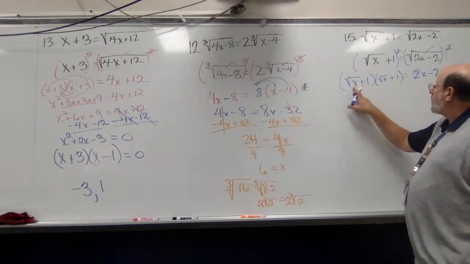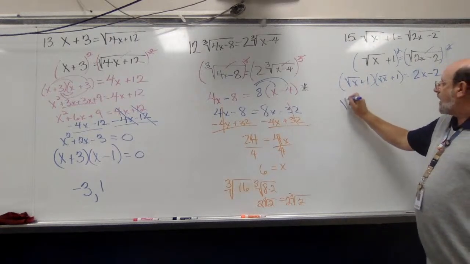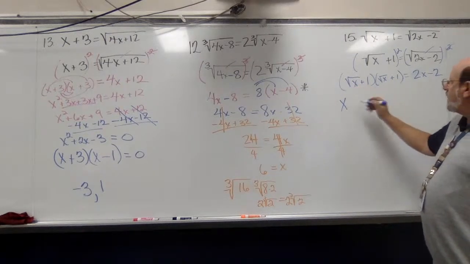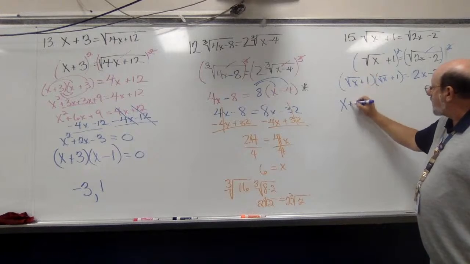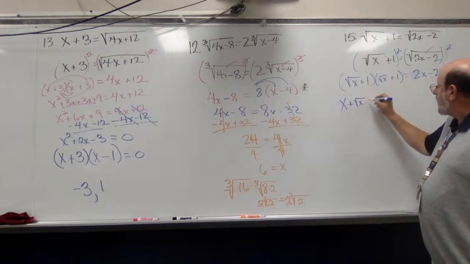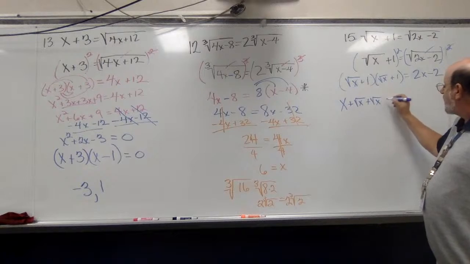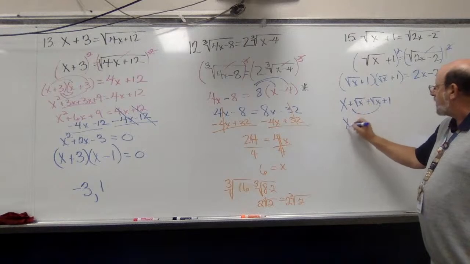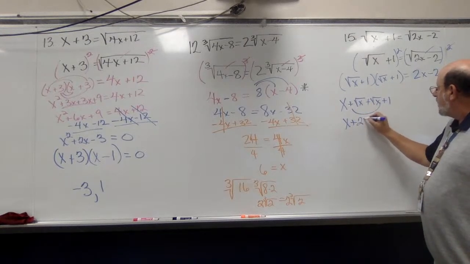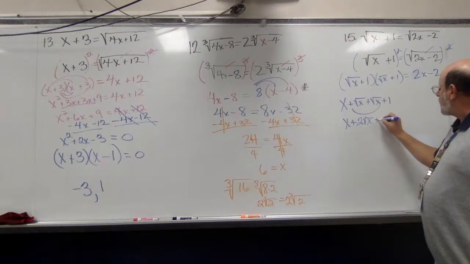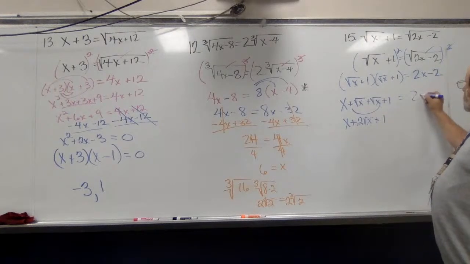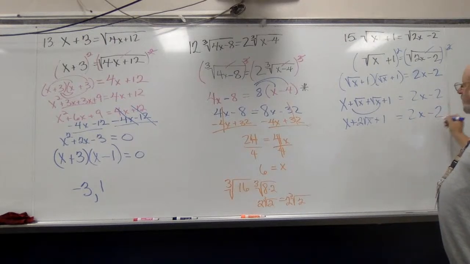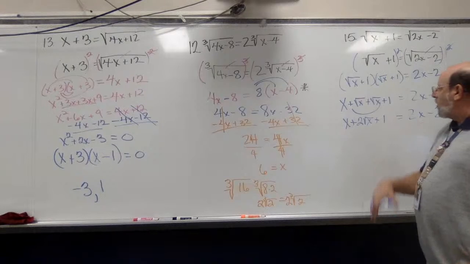All right, so the square root of x times the square root of x, believe it or not, is x. Great. The square root of x times 1 is itself, so it's root x plus root x, plus 1 times 1 is 1. All right, combine these two guys, I have x plus 2 times root x plus 1 equals 2x minus 2.